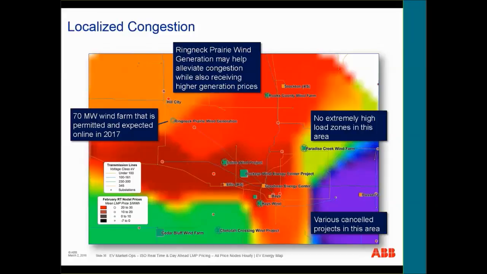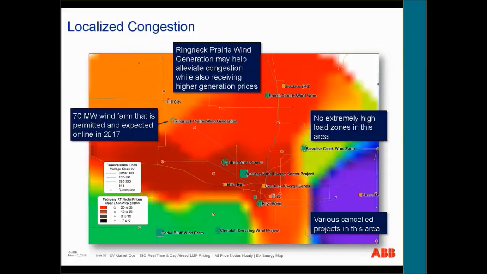That's Ringneck Prairie Wind. And what's interesting about this is it's on the side of congestion where it may actually help to alleviate a lot of those high prices. But if you look around the other areas of the zone also, there's a number of cancellations. So any of those circles with an X are going to be a canceled project.